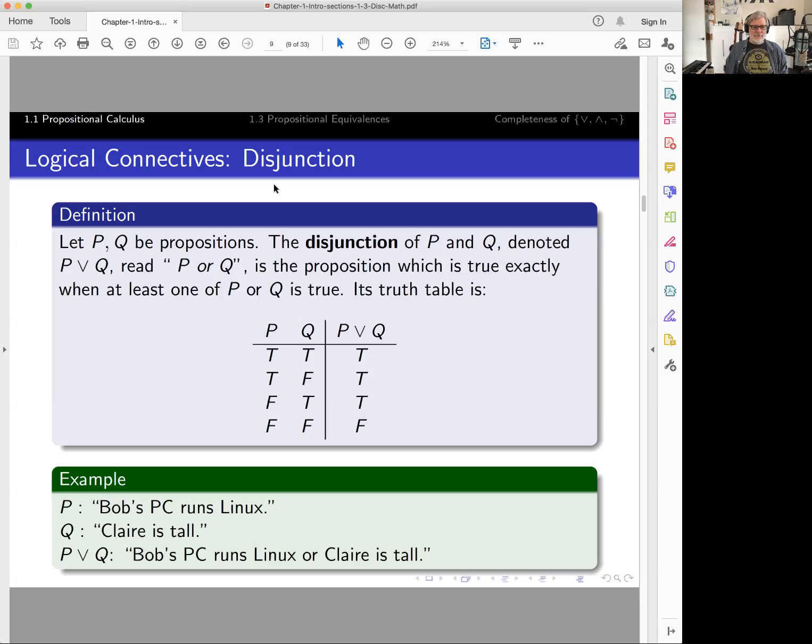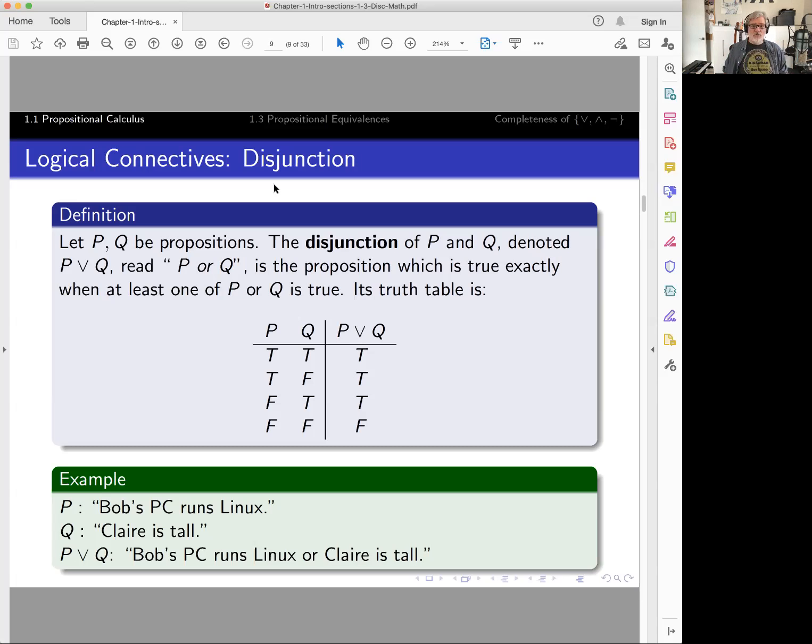Next connective on our list, so we have negation, we have conjunction, and we have disjunction. Again, a connective that connects two propositions, P and Q. It is read P or Q. It looks like union. There's a reason for that. It is an analog of union.